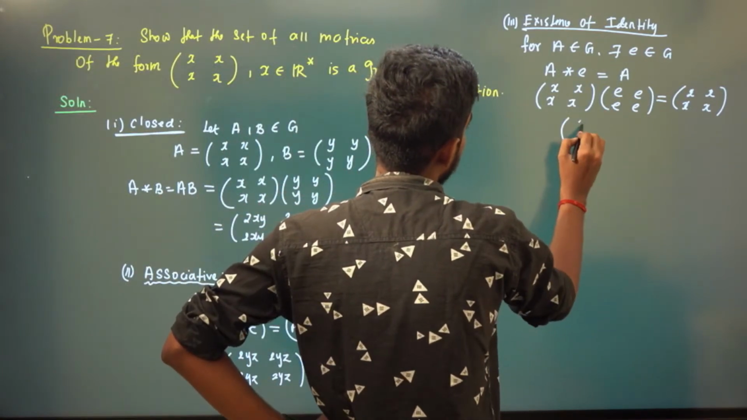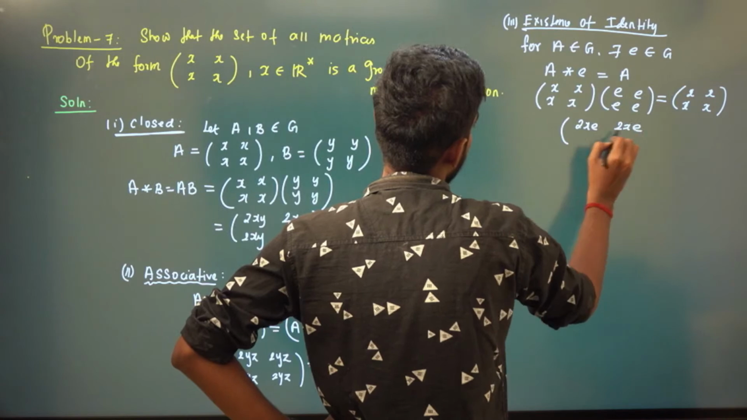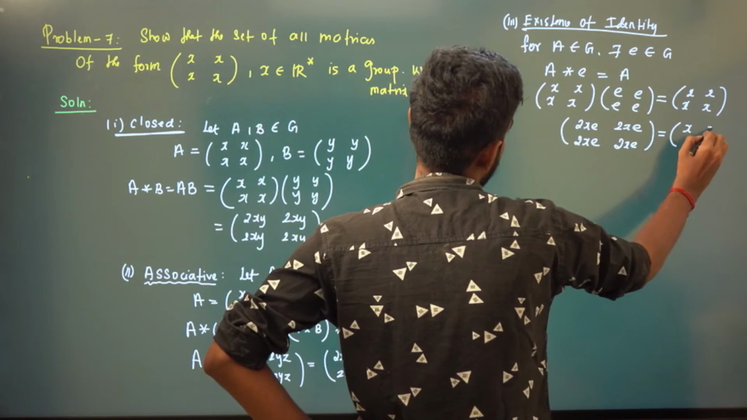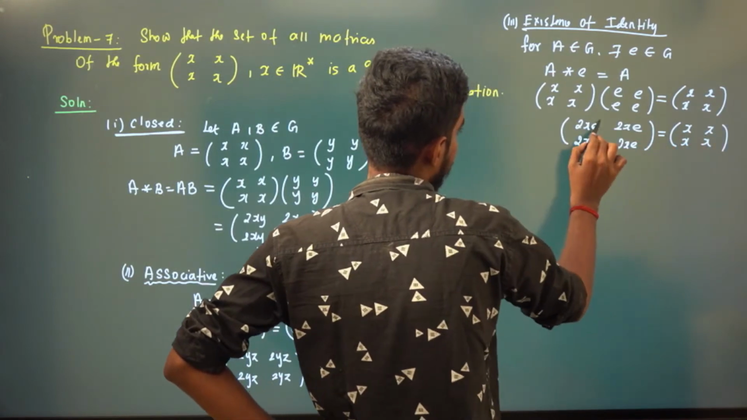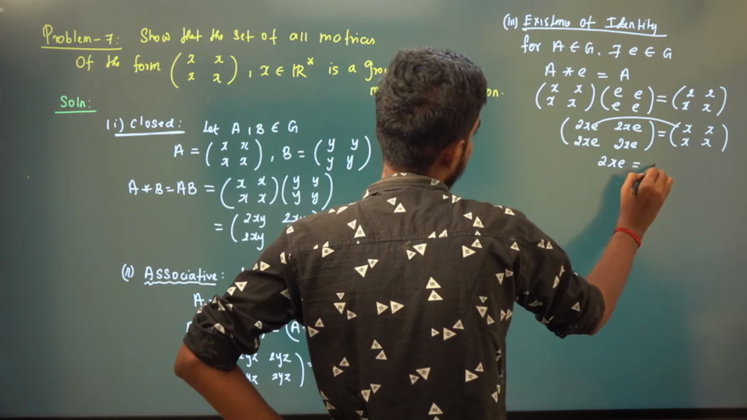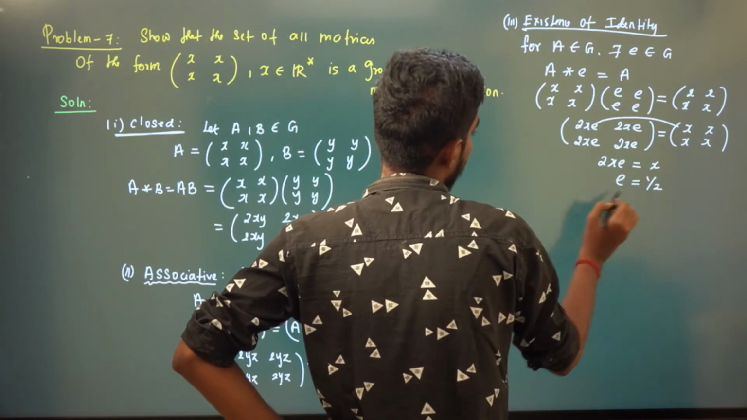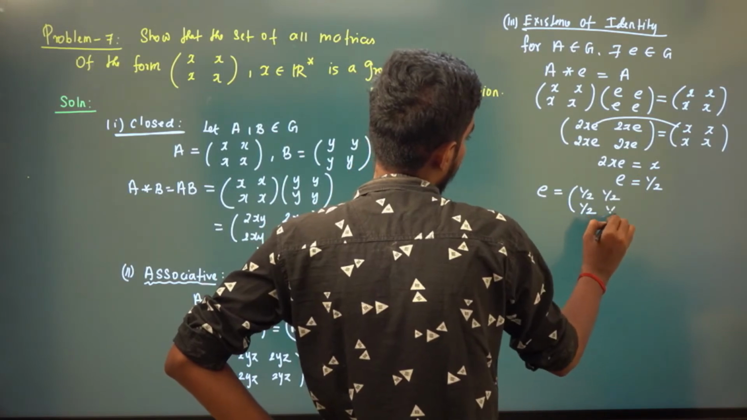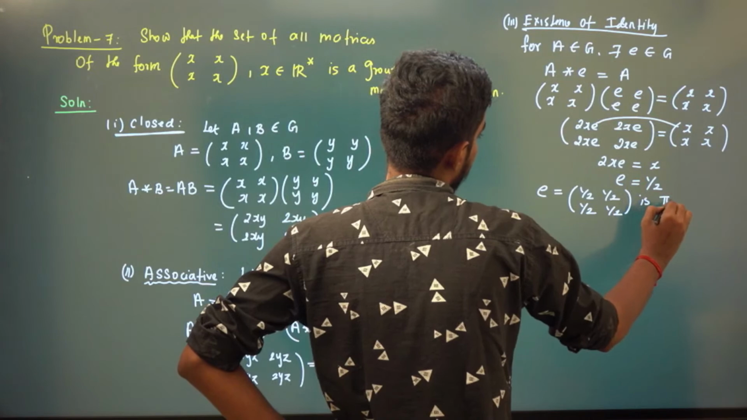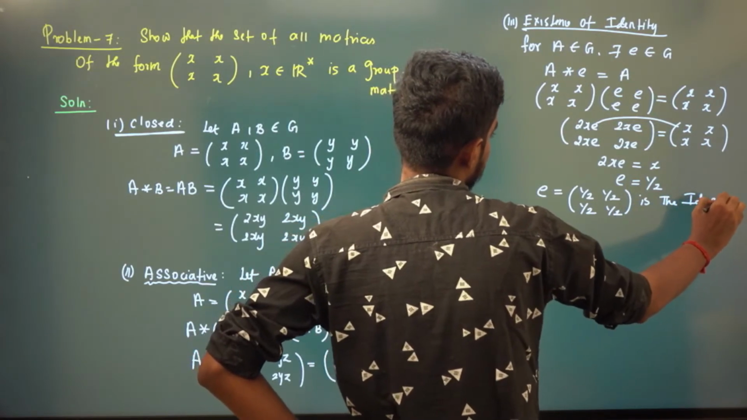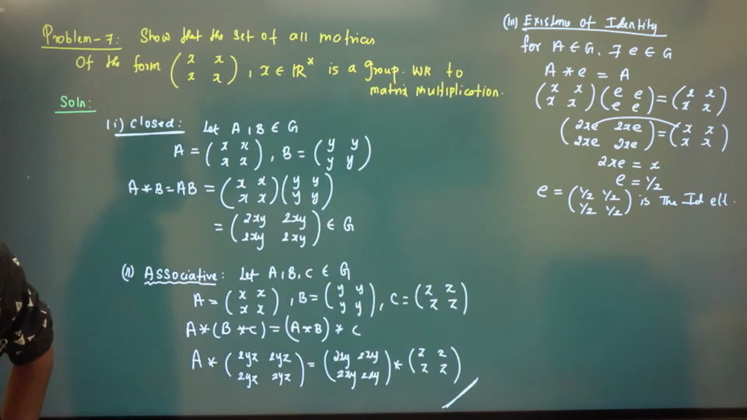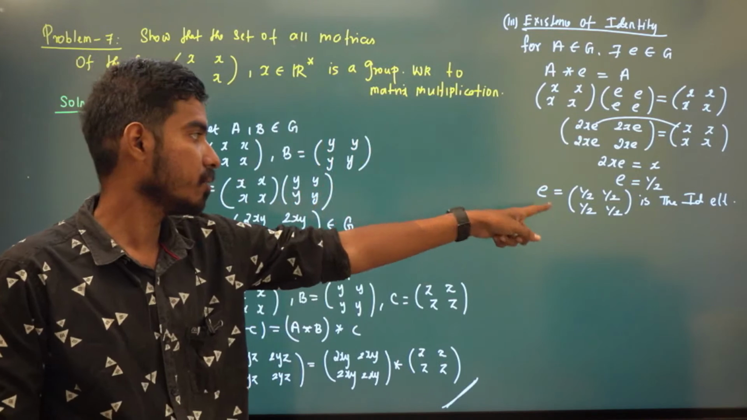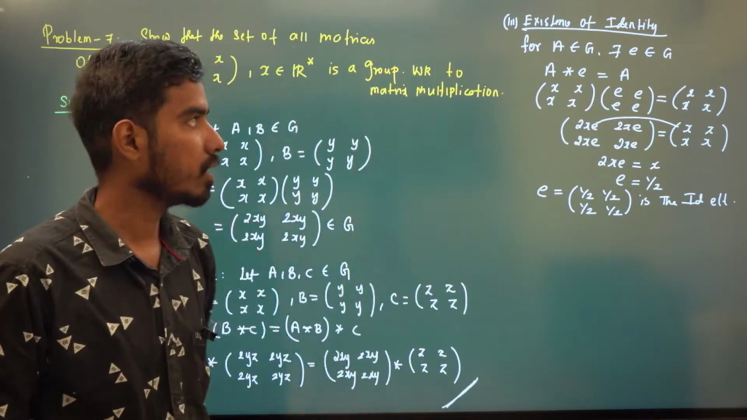So we will have [2xe, 2xe; 2xe, 2xe] equal to [x, x; x, x]. Comparing these two, we have 2xe equal to x, which means e is equal to 1 by 2. So E is [1/2, 1/2; 1/2, 1/2], the identity element. You can check it: if you take any 2 by 2 matrix with the same entries and operate with this, you'll get that same element again.